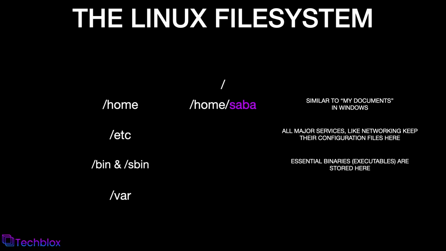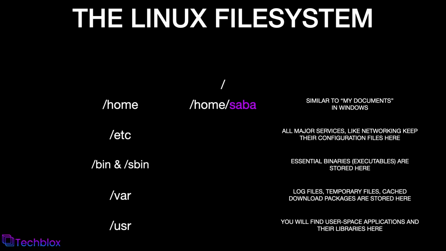In var, which stands for variable, we hold log files, temporary state, cached package downloads, and more. It's one of the few folders where data is expected to change often. There's also usr. Despite the name, usr doesn't mean the user. It's more like Unix system resources. You'll find user space apps here and their libraries. It's mainly used for installed packages and documentation.